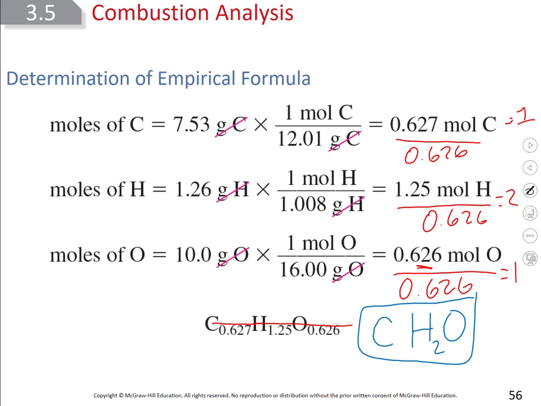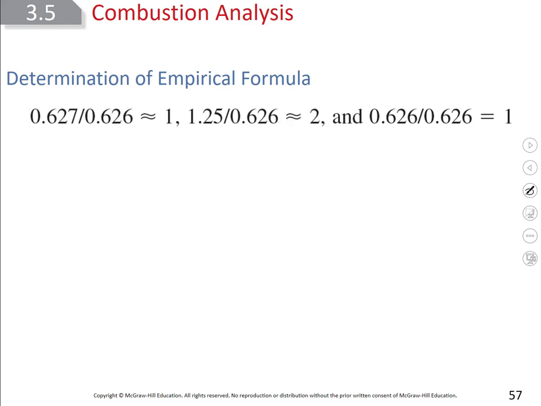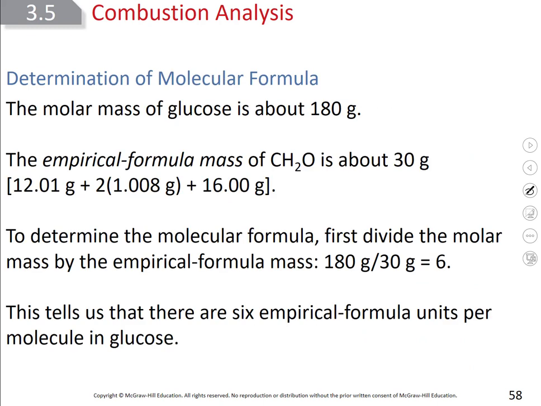So the last step, if you are given the molar mass, you can go from the empirical formula to the molecular formula, but you have to be told what the molar mass is. Now in this case, we are told what the molar mass is. We are told that the molar mass of glucose is approximately 180 grams. So our empirical formula is CH2O. I want to know what is the molecular formula given the molar mass is 180 grams.